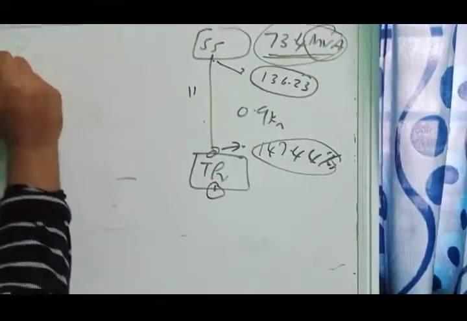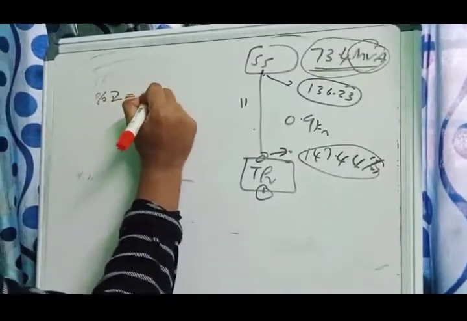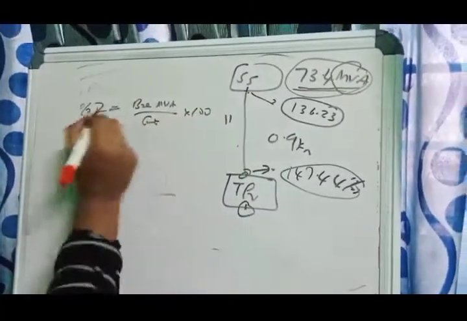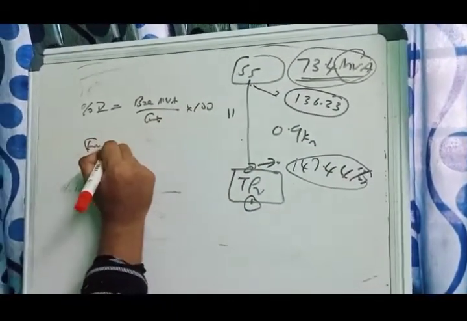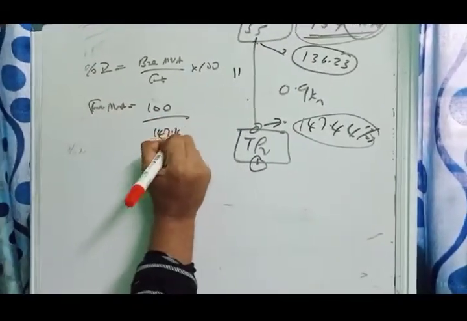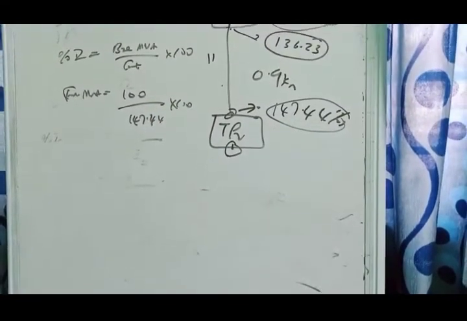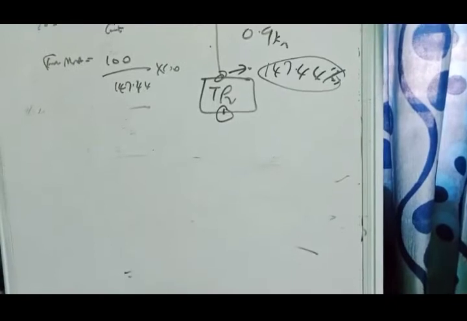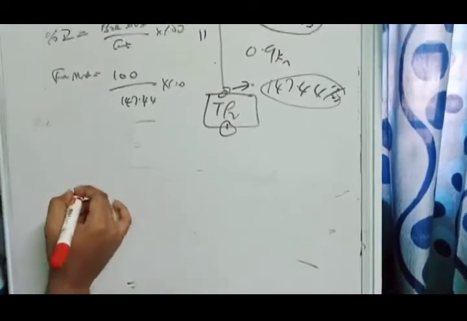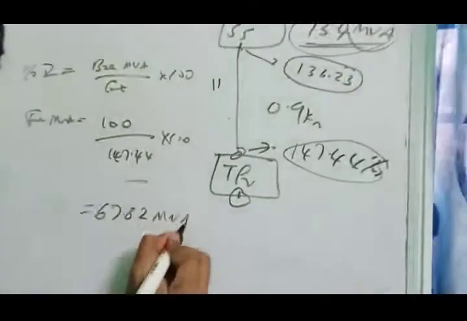Initially, the percentage impedance value was calculated as base MVA divided by fault MVA into 100. So we do the reverse calculation. Fault MVA will be base MVA 100 by percentage 147.44 into 100, which comes to around 67.82 MVA, but this is too low.